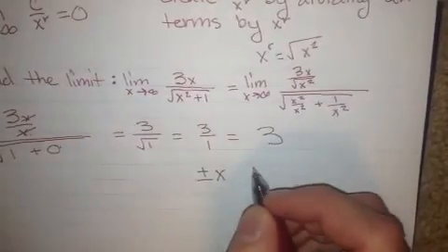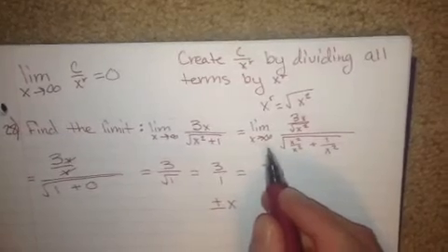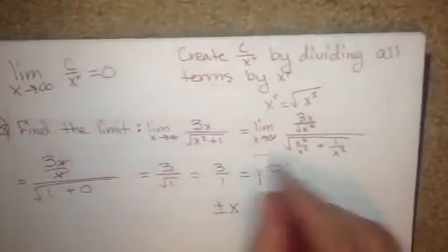So our answer of the limit as x approaches infinity of 3x over radical x squared plus 1 is 3.